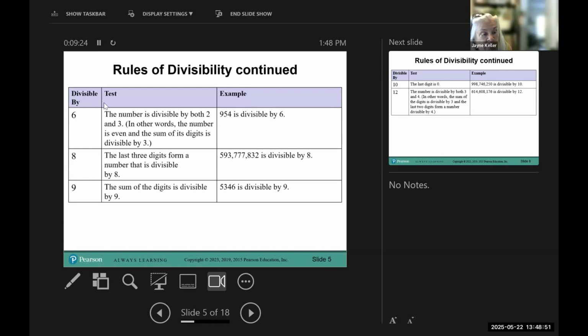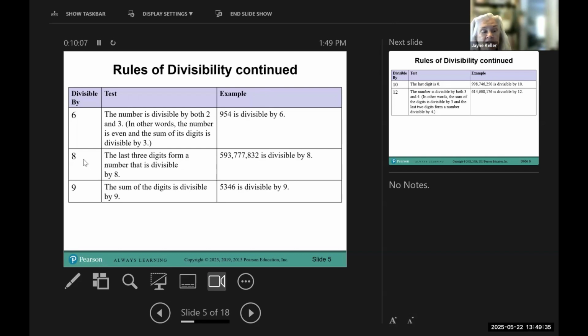In the next slide, we have 6. And what we have to do to check if a number is divisible by 6 is to remember that 6 is 2 times 3. So any number that's divisible by both 2 and 3 is divisible by 6. So for this example here, I first am going to check, is it divisible by 2? Well, it ends with a 4, which is an even number. So that means it's divisible by 2. Now I'm going to add up the digits. 9 plus 5 plus 4 is 18. And 18 is divisible by 3. So that means this entire number is divisible by 6.